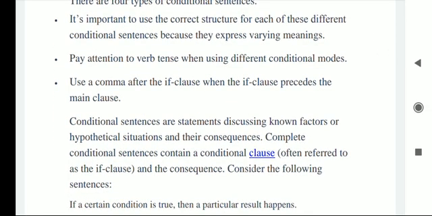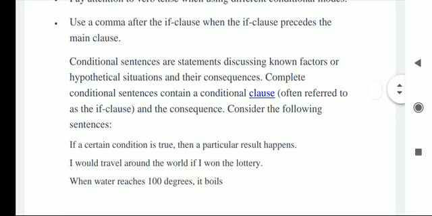Dear students, conditional sentences are statements discussing known factors or hypothetical situations and their consequences. Complete conditional sentences contain a conditional clause, often referred to as the if clause, and the consequence. Consider the following sentence. If a certain condition is true, then a particular result happens.